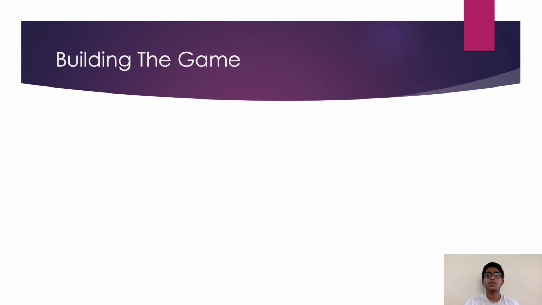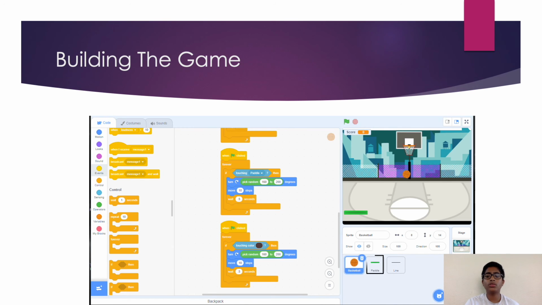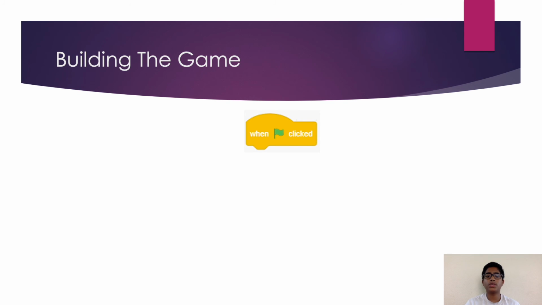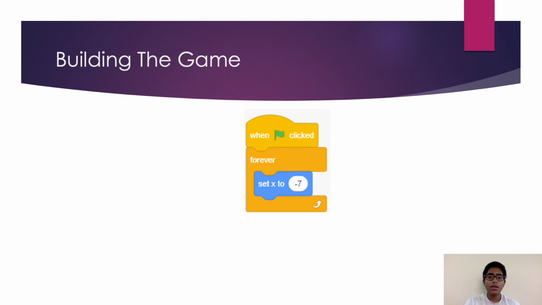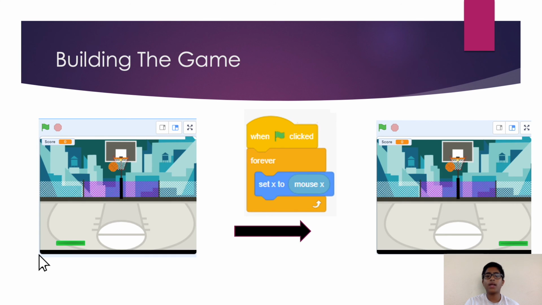So now we're going to be programming the paddle so that it will move horizontally depending on where your mouse is. So first click on the paddle sprite, and then you're going to need to choose the when the green flag is clicked block. Forever, set the X to -7, and then replace the -7 with the mouse X block.